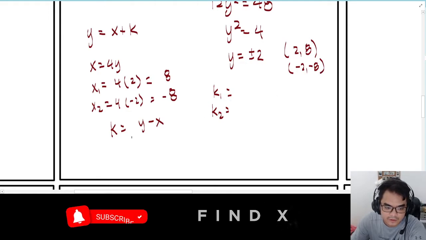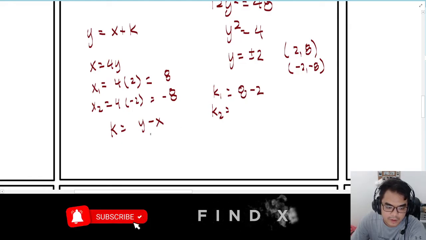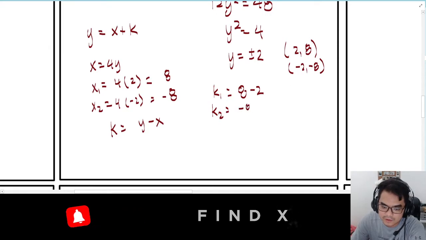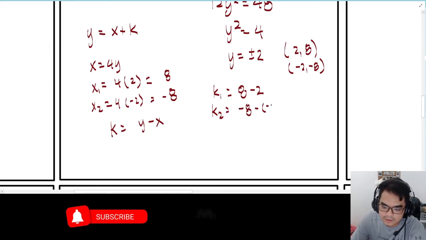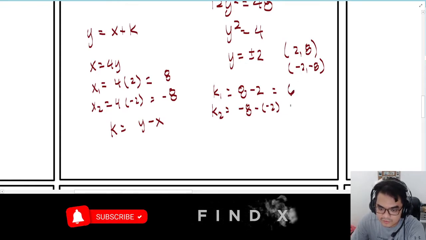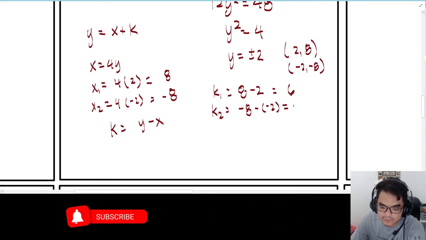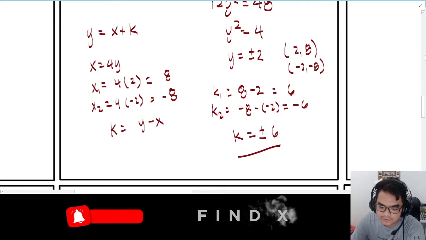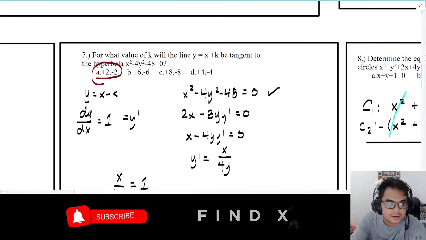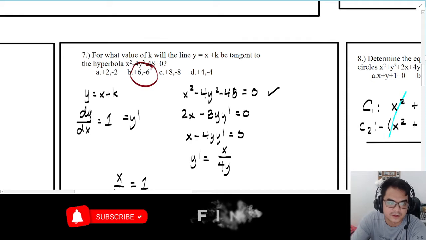Right? So we can have here negative y is equal to 8 minus 2, and for this one, negative 8 and negative 2. Okay, so this is either 6 and what? So this is plus 2, negative 6. So k value is either positive or negative 6. Okay, so let's look at this one. So the answer is this one. Okay, plus 6 or negative 6.